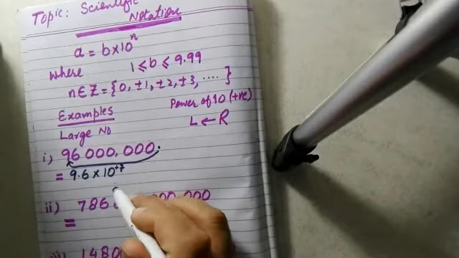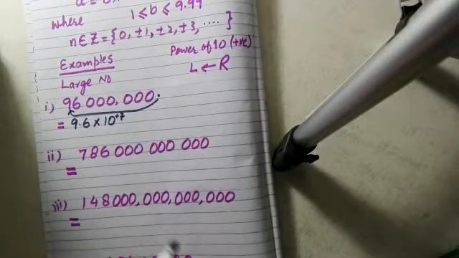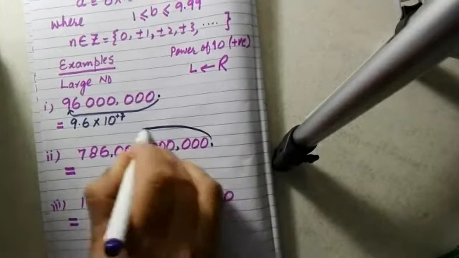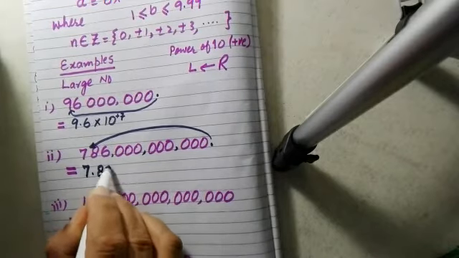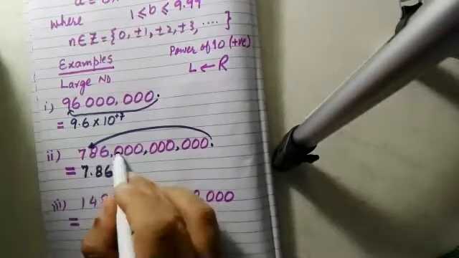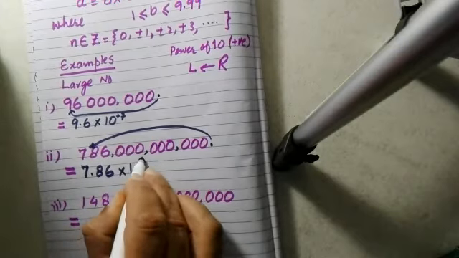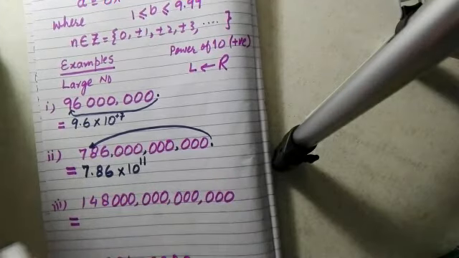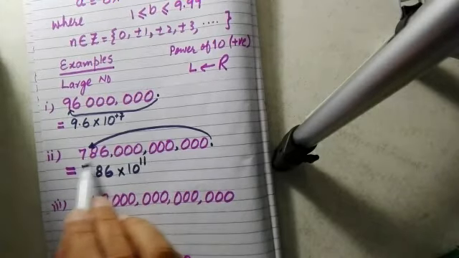Similarly, if you look at the second example, its decimal will be right here, and if we shift this decimal right after the first non-zero digit, it will be written as 7.86. How many digits have we shifted? 3, 6, 9, and 2, that is 11. So you would write 10 raised to power 11, once again because we are shifting the decimal from right towards the left. So this bigger number is converted into scientific notation.